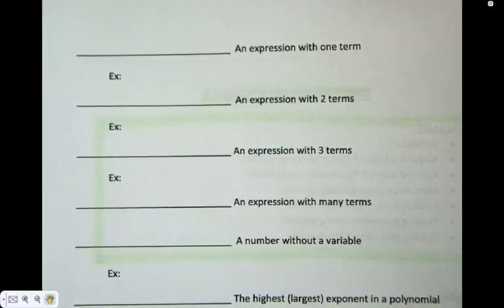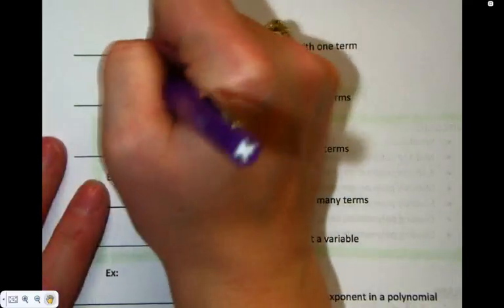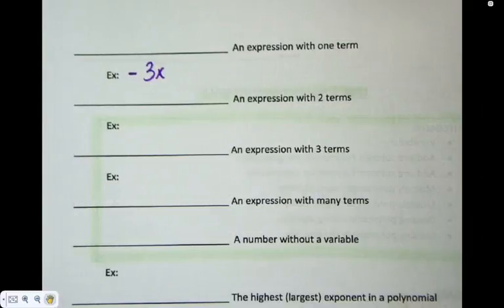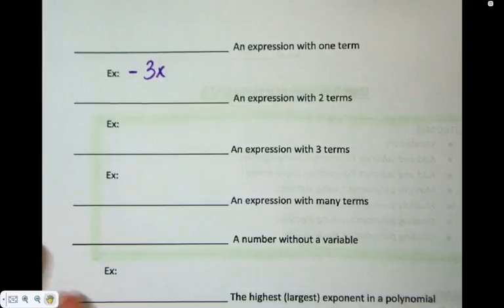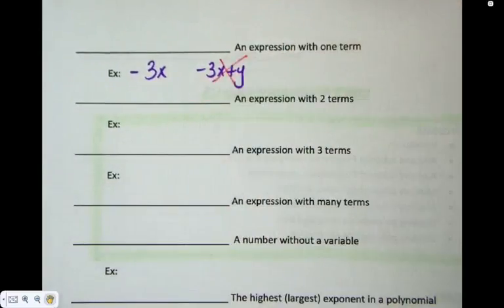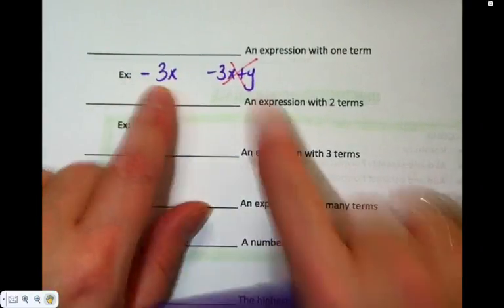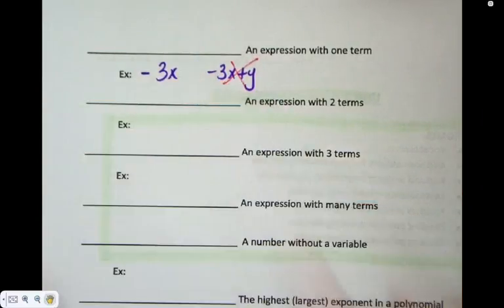An expression with one term. So for example, negative 3x. Zip it. A non-example would be negative 3x plus y. And so I'm going to cross that one out. This is an operation. So negative 3x is an example. Negative 3x plus y is not an example. This is one term because it's all multiplication. This would be two terms because there's an addition in the middle.